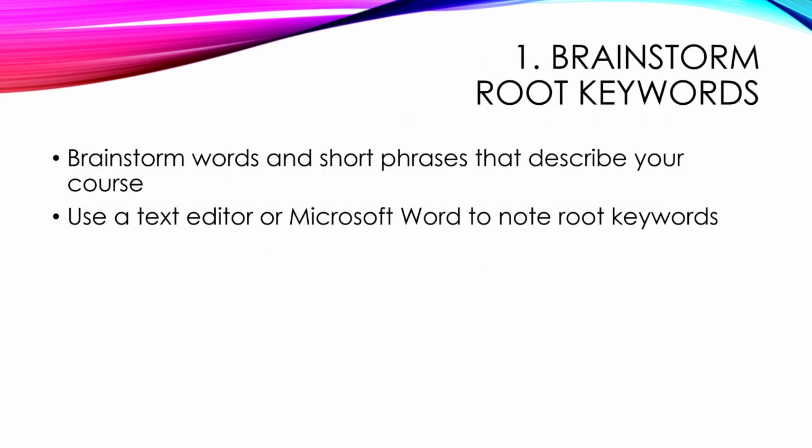Brainstorming keywords and short phrases that describe your course. Just write down anything. So if it's about growing African violets, then you have African violets. You've got plants. You've got watering. What are all the things that you can think of to describe growing African violets? Write them down. Use a text editor or Microsoft Word to note root keywords.